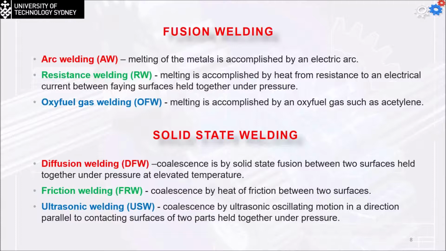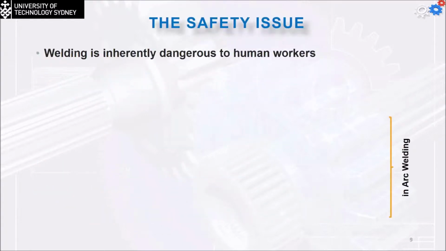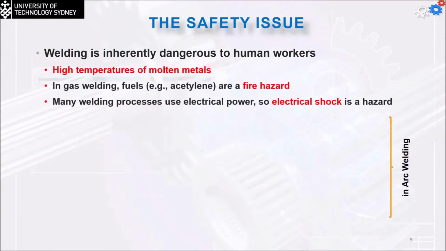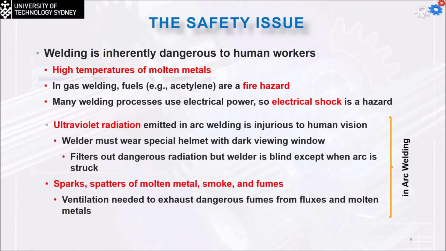Now, the problem we have with welding is usually the safety issue. Welding is dangerous to the human worker. The first thing you can see is that when people do welding, they either put a shield on their face, or at least they wear glasses. The heat temperature of the molten metal is dangerous. In gas welding or the fuse, we have a possible fire hazard. Many welding processes use electrical power, so electrical shock is a hazard. And we have ultraviolet radiation; that's why you cannot look directly at the arc welding. And we have the spark, the spatter of the molten metal, the smoke, and the fumes. The fumes are also a hazard to the worker.